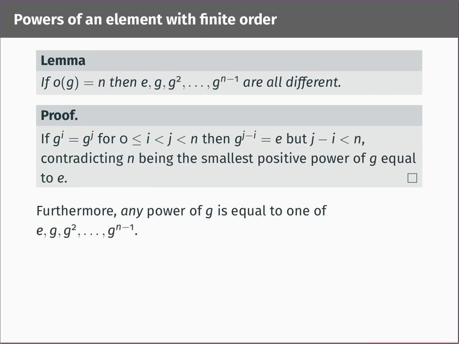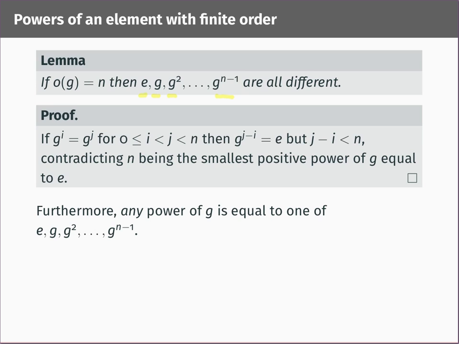So we can say something about the first n minus 1 powers of an element with order n. So the lemma says if you have an element lowercase g of a group which has order n, then all of the powers, g to the 0, which is the identity, then g to the 1, g to the 2, up to g to the n minus 1, those things are all different.